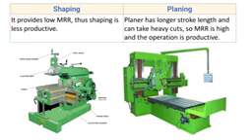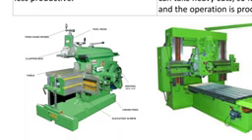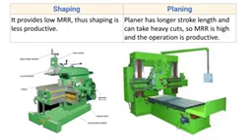Next point, it provides low material removal rate, thus shaping is less productive. Here, as the table of this machine is very small, ultimately it affects the material removal rate because we can fix a small job over this machine. Again, we can fix only one cutting tool over here, and that reduces the material removal rate of the shaper machine. So the shaper machine provides low material removal rate, thus shaping is less productive.